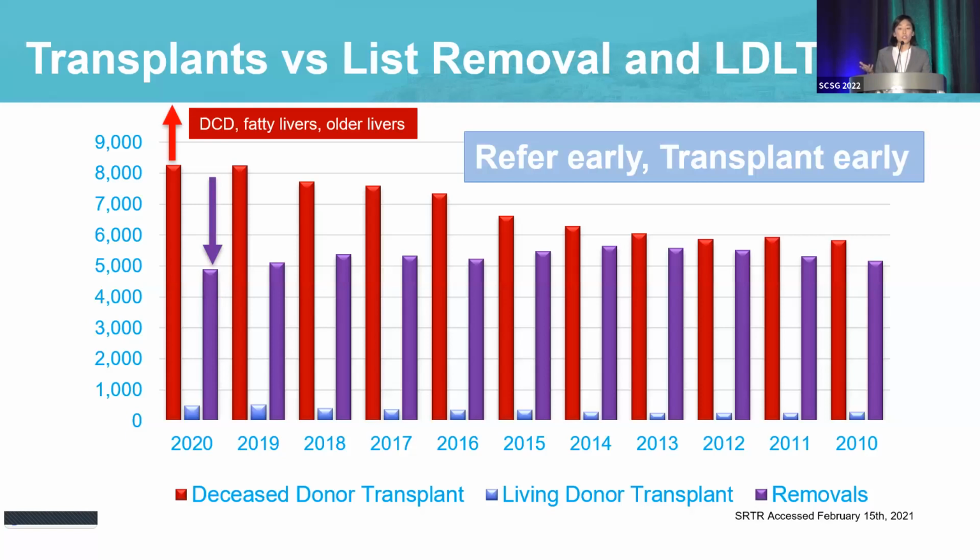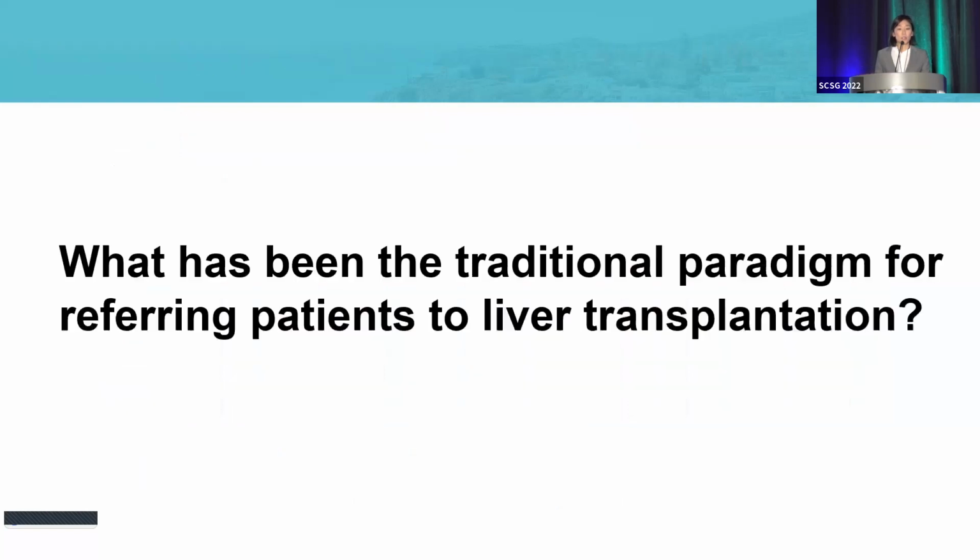Dr. Durazo just mentioned nicely increasing use of DCD organs. Now surgeons are looking at fattier livers, older livers, and that's definitely one way in which we can increase our organ pool. Another way would be to consider living donor liver transplantation.